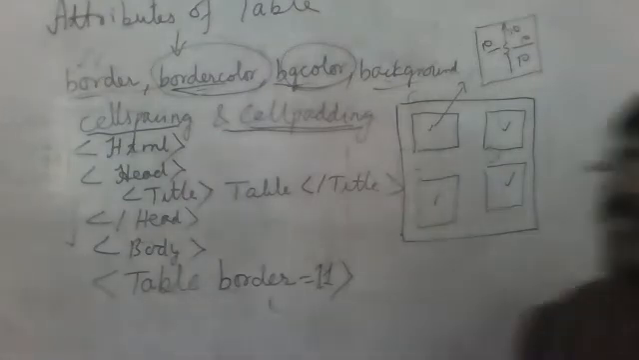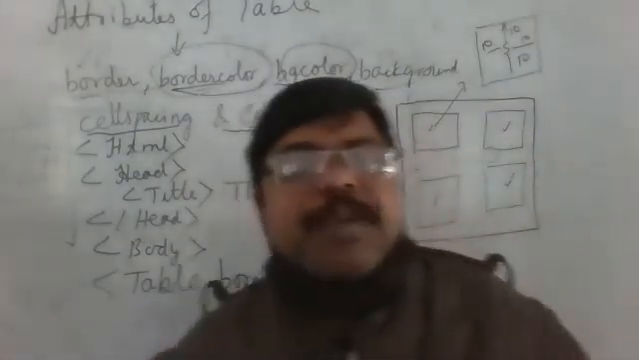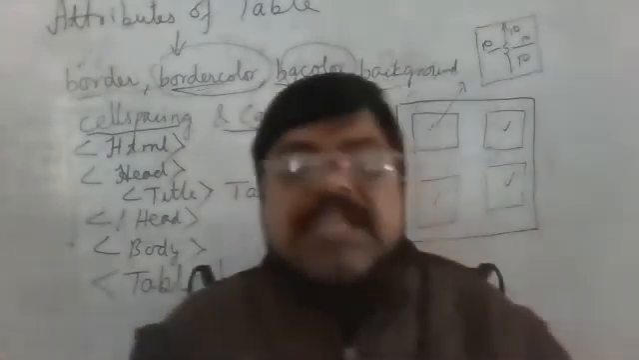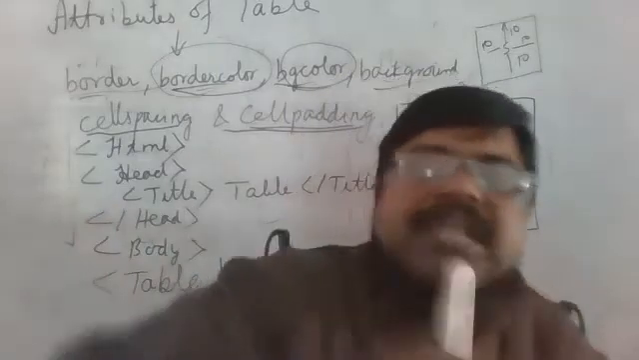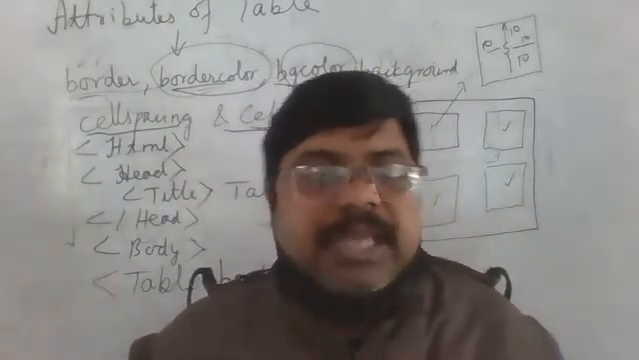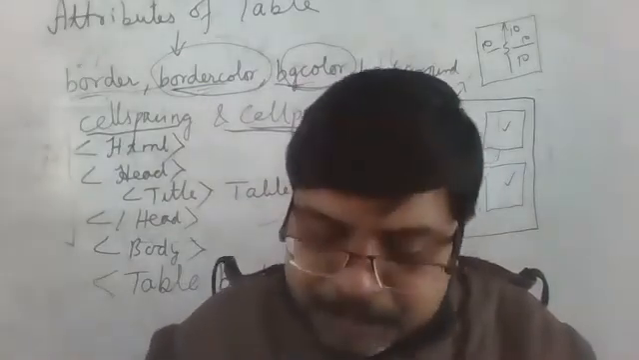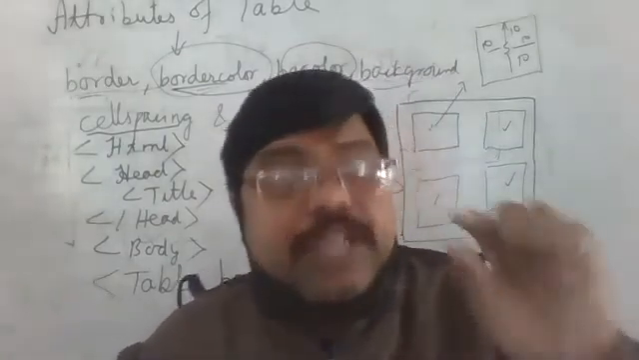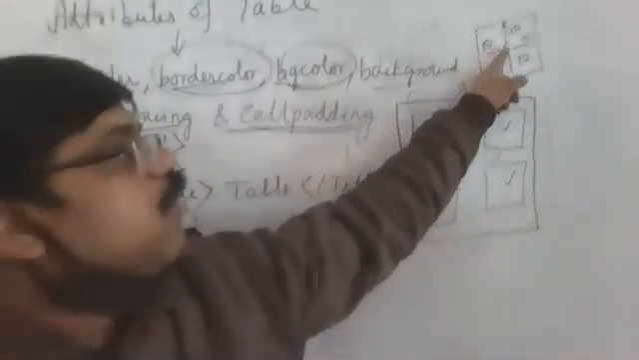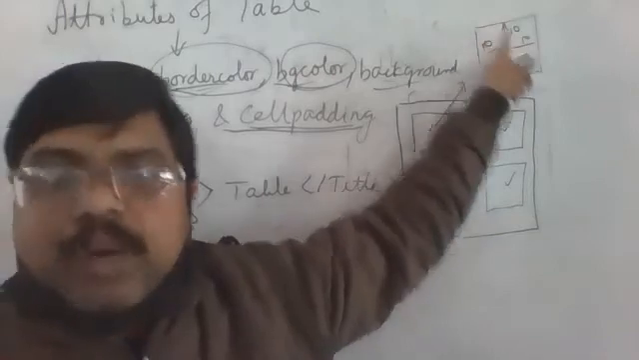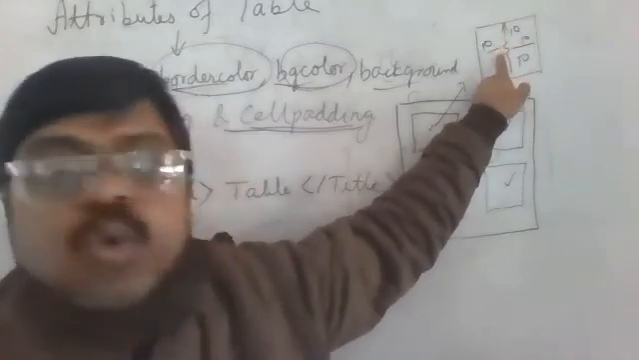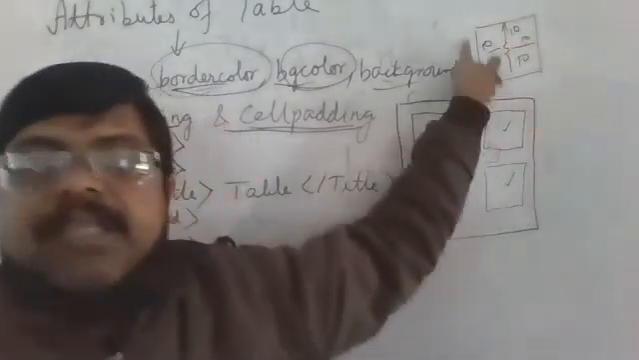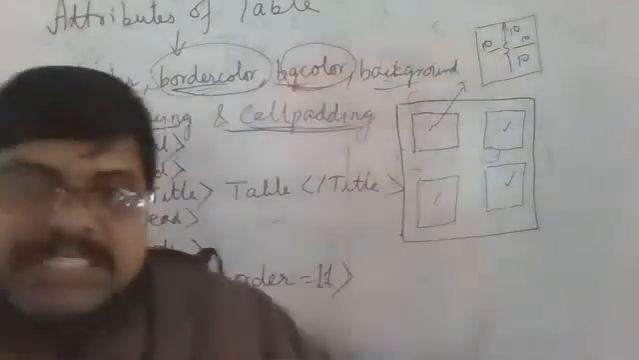So what have you understood about the difference between cell spacing and cell padding? Cell spacing gives space between the cells and between cells and the border. Cell padding defines space or gives distance between the cell value and the border of the cell. The distance that you want to maintain between the cell value and the cell border, you can do with the help of cell padding.